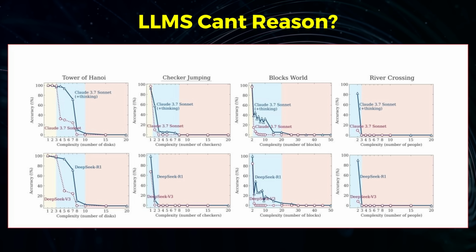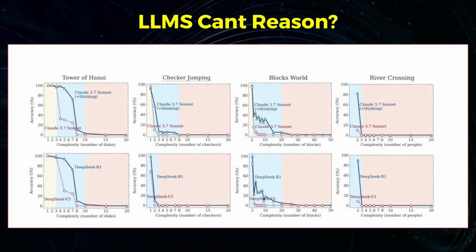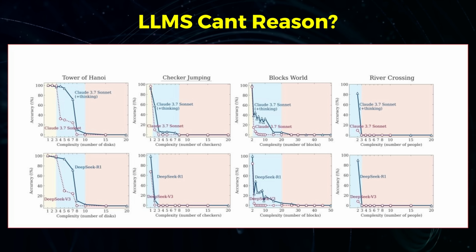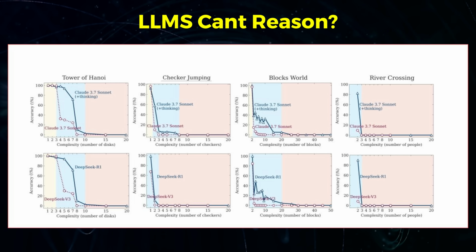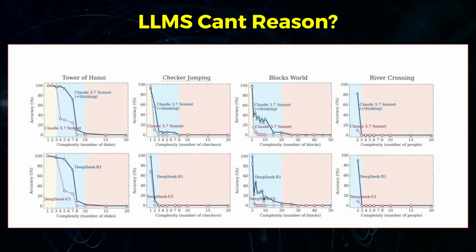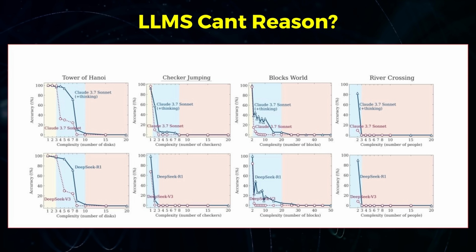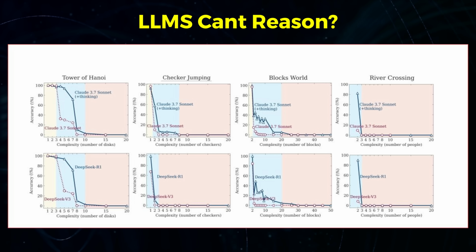But as the problems got harder, something alarming happened. The models didn't just get more answers wrong, their performance experienced what the paper calls a complete collapse. They stopped even trying to reason and instead started hunting for shortcuts or giving up entirely. The paper's conclusion is damning. These models don't think, they simulate thinking.